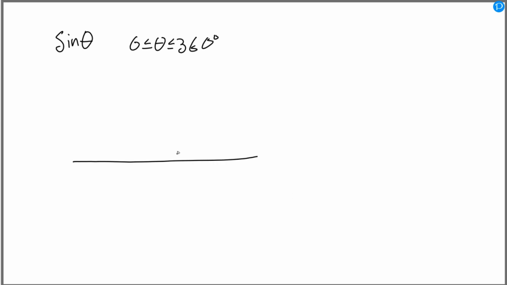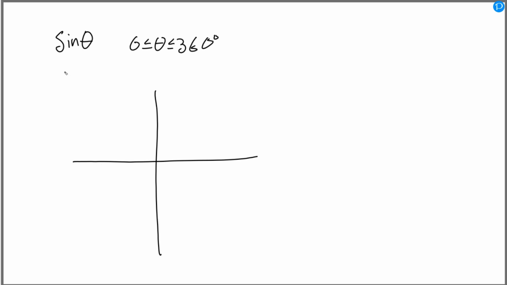Now, another thing that we can talk about is determining an angle from a ratio. So if we're given, say, sine theta, and asked to find the possible values of theta, where theta is between 0 and 360 degrees, we can use the standard position of the angle to help us solve it.